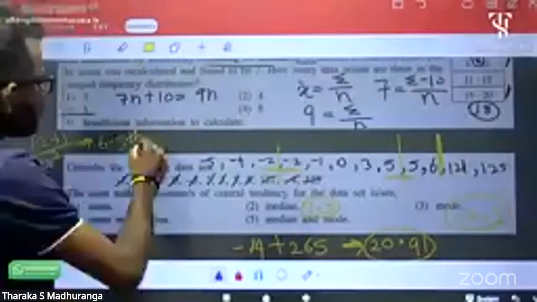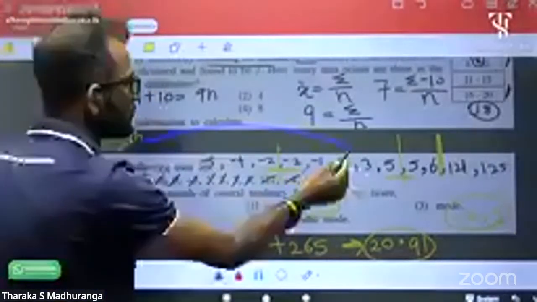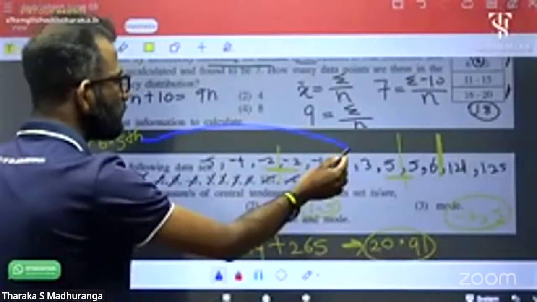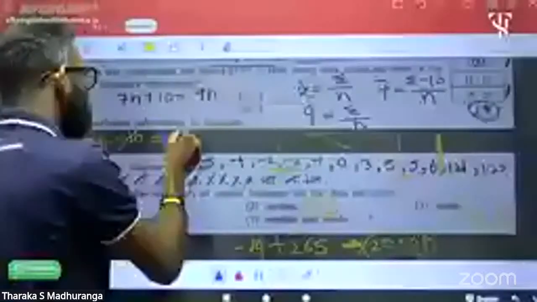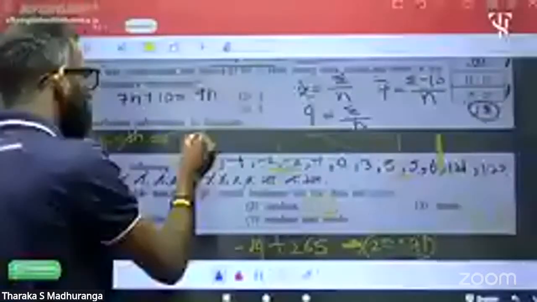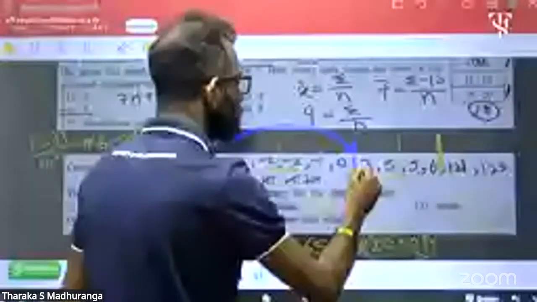But see, the 6.5 is there, and the median was 1.5. Okay, then what is the most suitable central tendency measure? Only the median. Answer number 2. Are you good?